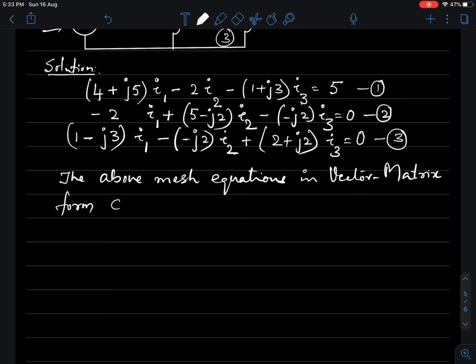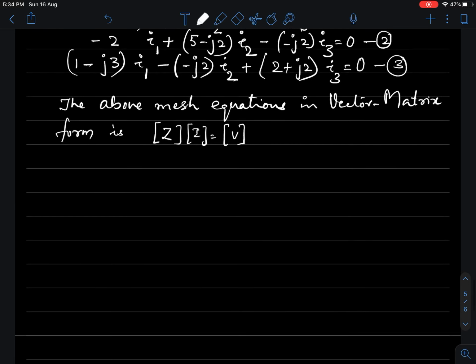We can write the above mesh equations in vector matrix form. If we put it like this, we write the matrix in this manner: I'll take the matrix Z only. The equation becomes matrix Z into vector I equal to V. It takes this form.